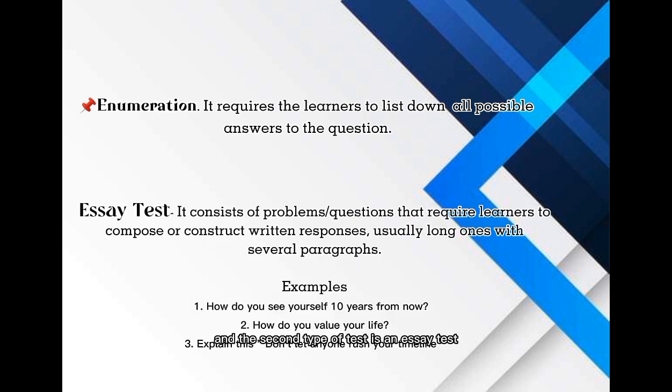The second type of test is an essay test. It consists of problems or questions that require learners to compose or construct written responses, usually long ones with several paragraphs. For example, the questions are: how do you see yourself 10 years from now? How do you value your life? Explain this. Don't let anyone rush your timeline. Therefore, an essay test requires you to see the significance and meaning of what you know. It tests your knowledge and understanding of the subject and your skill in reading and writing.